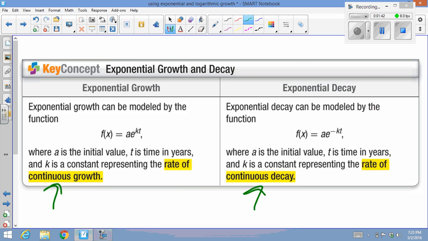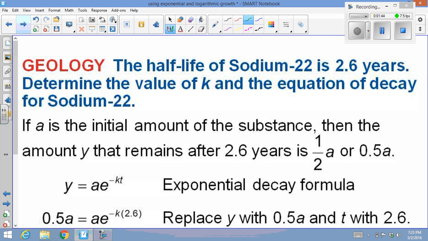So here's a problem. I have sodium 22 and it has a half-life. As soon as you see the word half-life, that's one of the cues that you know it's going to be an exponential decay, because each time you're doing it, it has half of what it had before. The half-life of sodium 22 is 2.6 years. We want to determine the value of k and the equation of decay for that particular mineral.